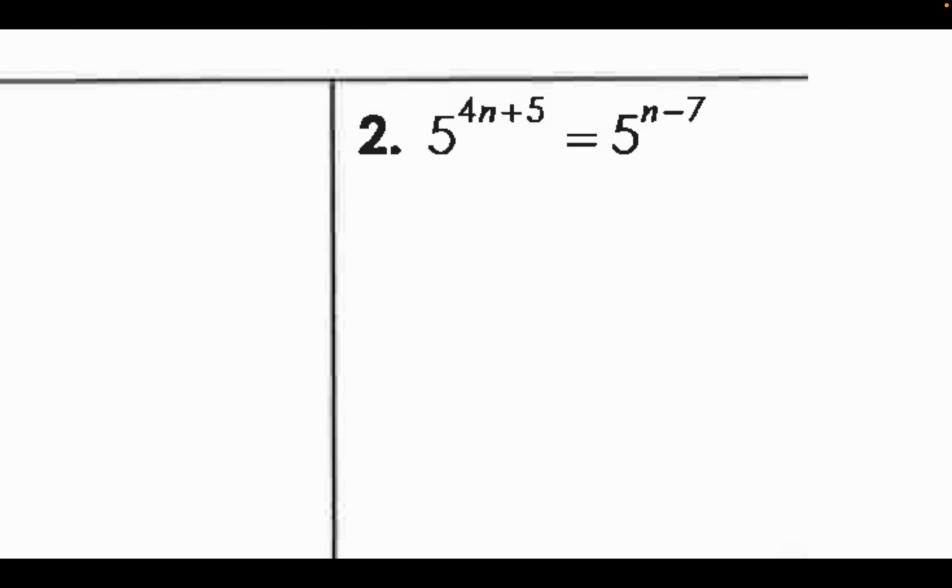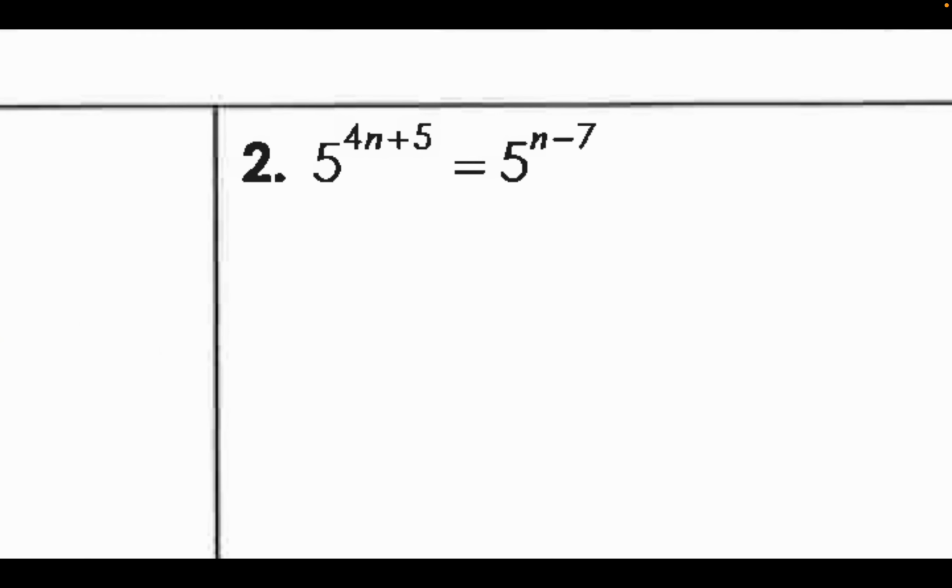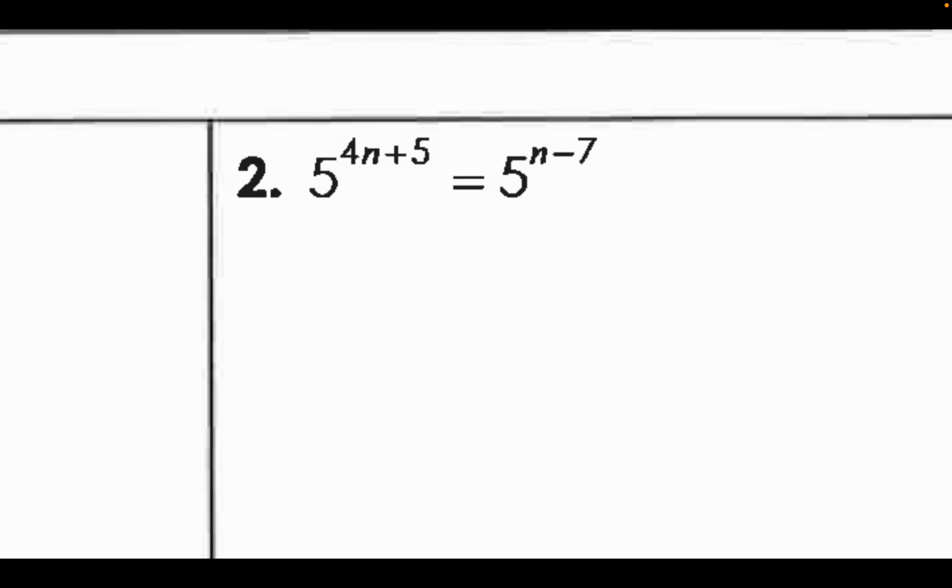On problem 2, we have the same scenario with common bases of 5. And so since they have the same base of 5, we can set the exponents equal to each other and get 4n plus 5 equals 2n minus 7 and solve this resulting equation. So I'm going to subtract n from both sides, giving me 3n plus 5 equals negative 7.